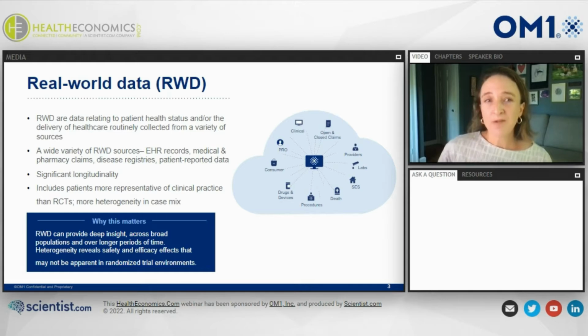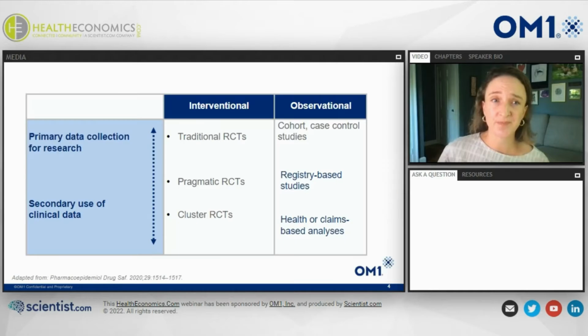So what are the major aspects that distinguish real-world data from, for instance, trial data? There are three key things that we're going to keep coming back to: the size, the longitudinality, and the representativeness. These three things come together as a really powerful vehicle for comparative effectiveness research.